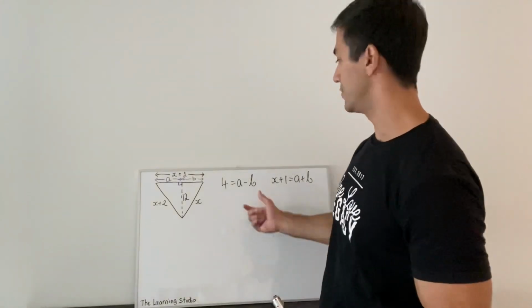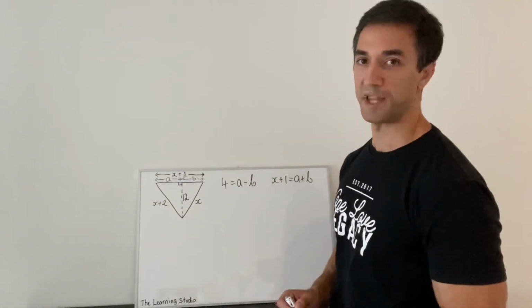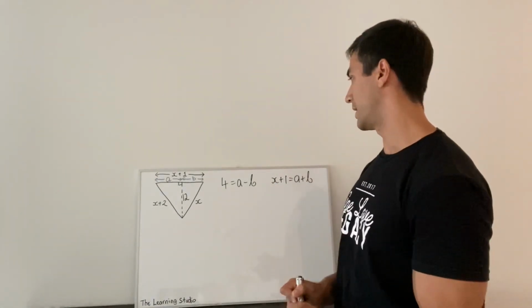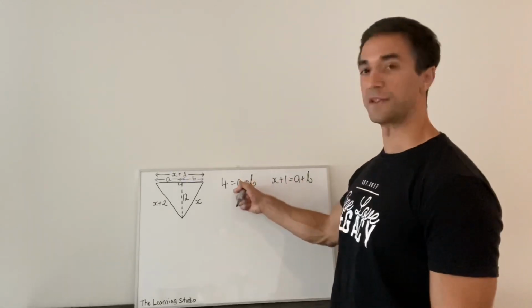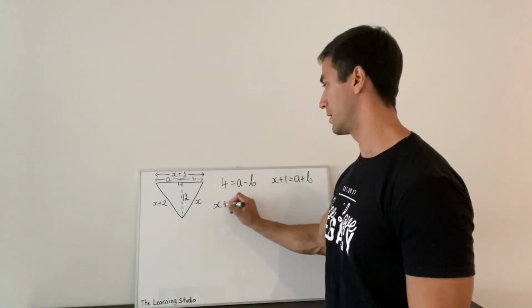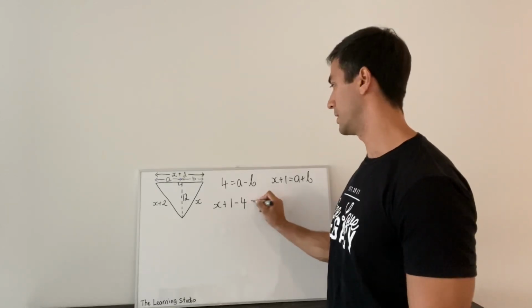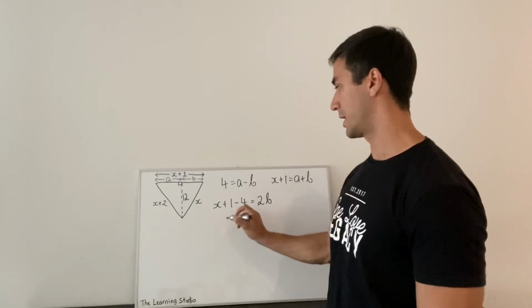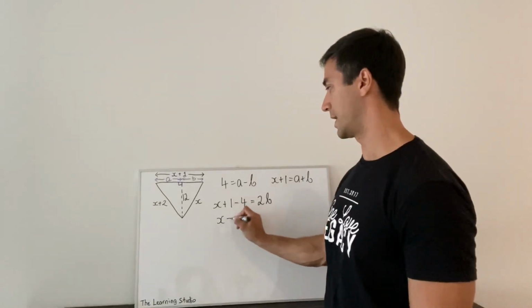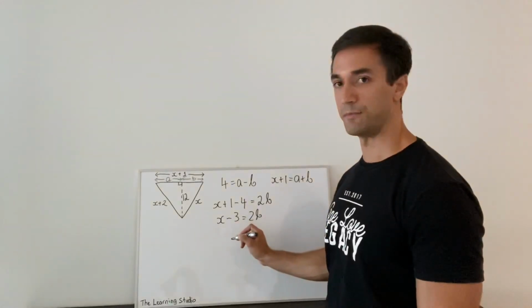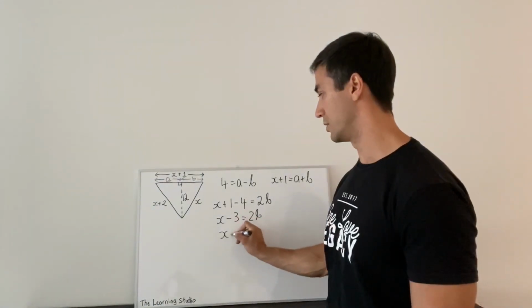Alright, so we can now use this extra bit of information to get b in terms of x. Right? So if we take these two equations and subtract this first one from the second one, we're going to get x plus 1 minus 4 is equal to 2b. Okay, which tells us that x minus 3 is equal to 2b, and so b must be x minus 3 over 2.